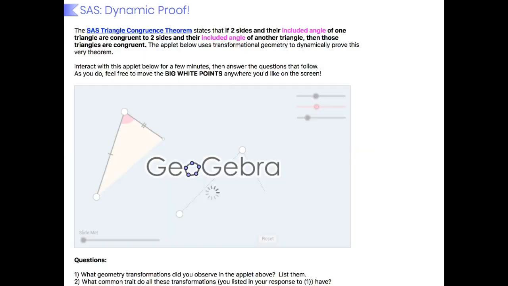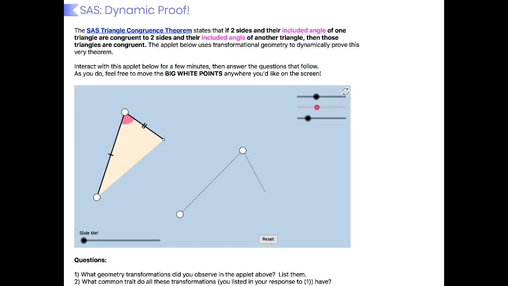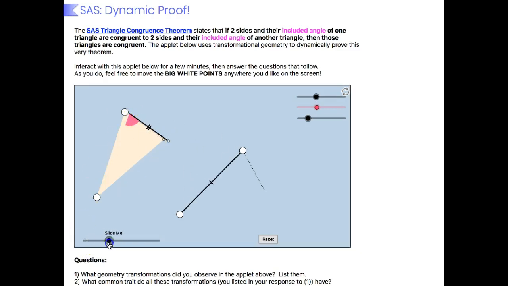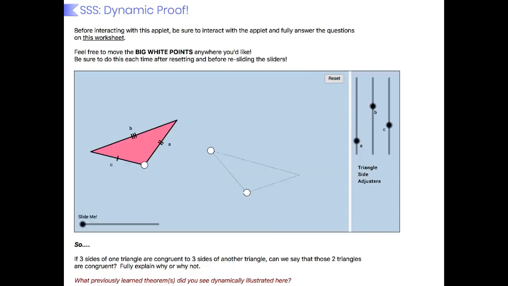Okay, here's a SAS proof. So again, we have side, angle, side. So we have a side and then the angle and another side, right? So I'm copying this side, I'm copying the angle on the other side. And now notice what happens to the area. There it is.